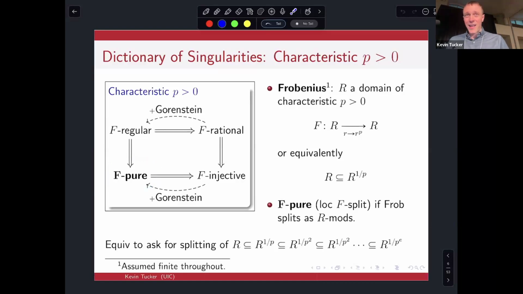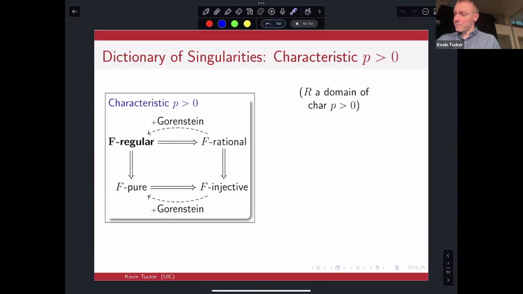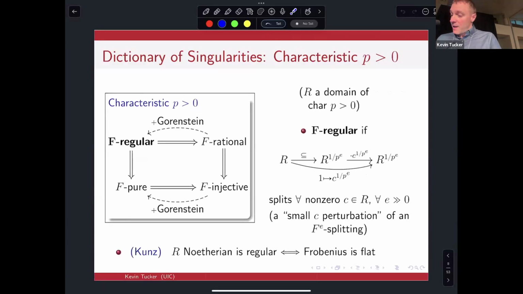I really want to focus on the strongest classes that I can inside of this talk. So I really want to talk a bit about F-regular. Very roughly speaking, F-regular singularities are a perturbation-friendly version of F-purity. All right, so with the same assumptions as on the previous slide, so R still a domain of characteristic p, what does F-regular mean?